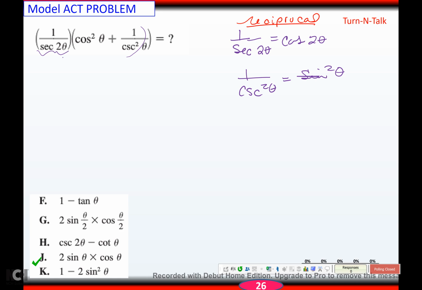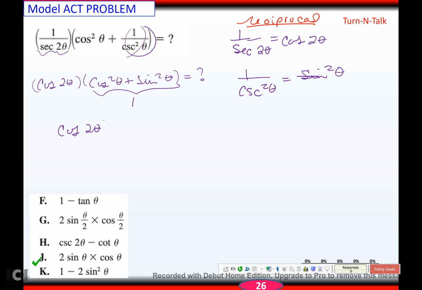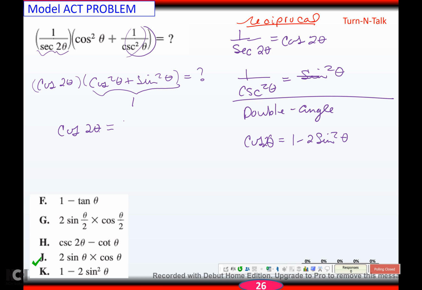So let's replace those. So I can replace this with cosine 2 theta and cosine squared theta, and I can replace this with sine squared theta. Well, we all know that's 1 times cosine 2 theta is going to give me cosine of 2 theta. Well, that's my answer, but that's not there. So yeah, I remember something about double angle identities. When you got 2 theta instead of just regular, and there's 3 of them for cosine, but the one that's here is cosine of 2 theta equals 1 minus 2 sine squared theta. So that's what they replaced this with.